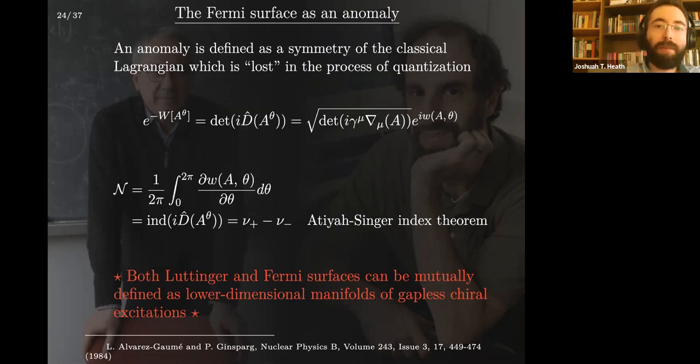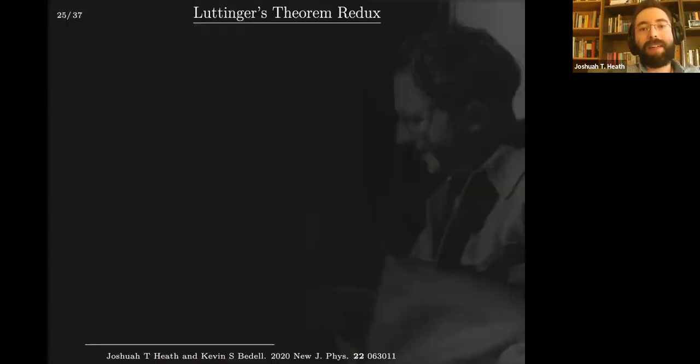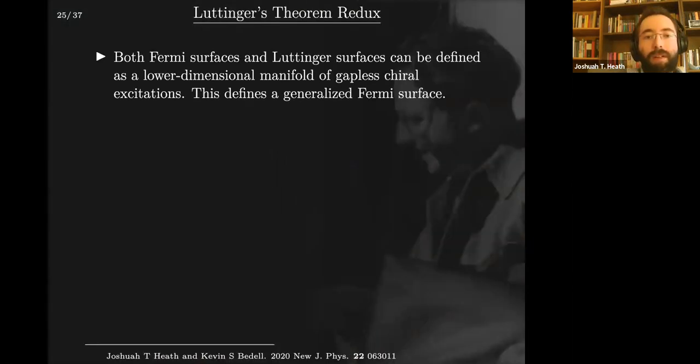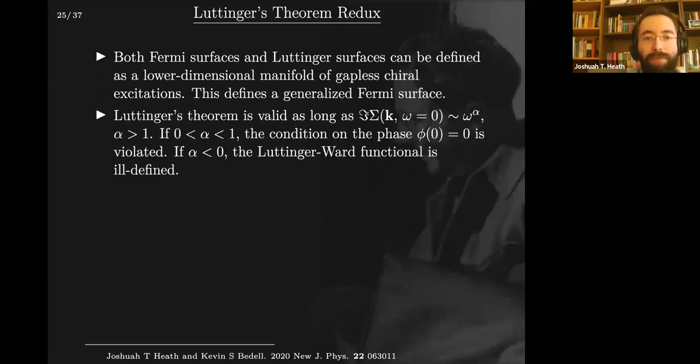So why do we care? How does this connect to Luttinger's theorem? Both Fermi surfaces and Luttinger surfaces can be defined as a lower dimensional manifold of gapless chiral excitations. This defines a generalized Fermi surface.